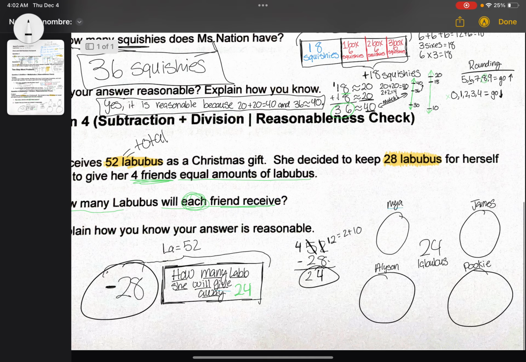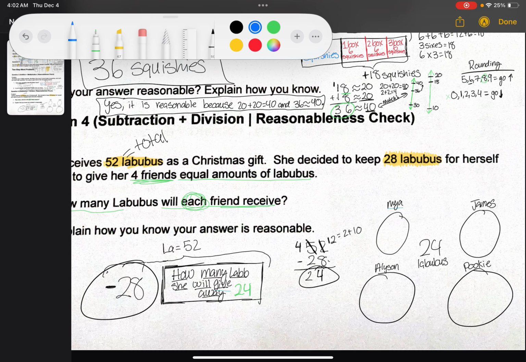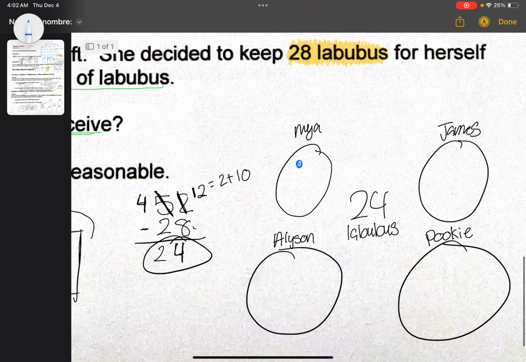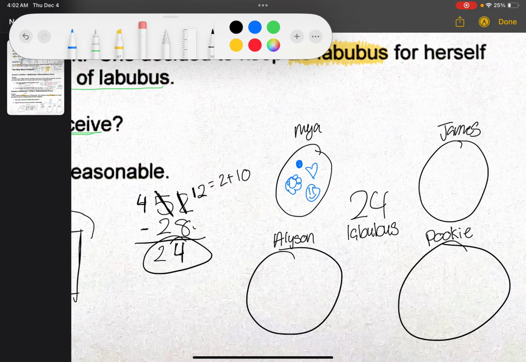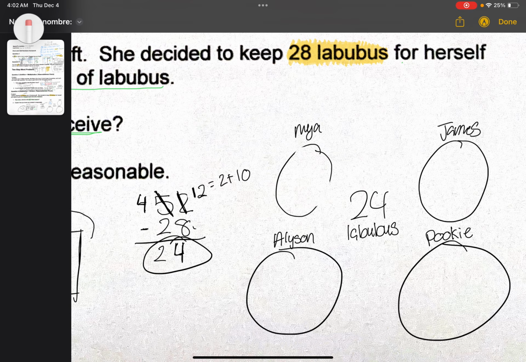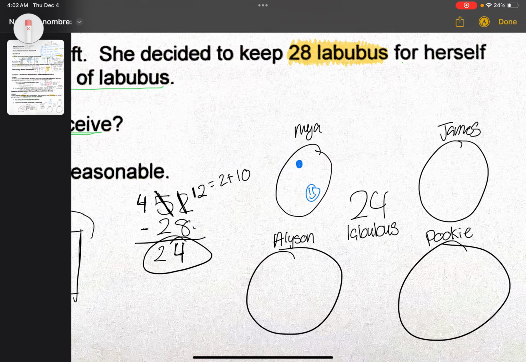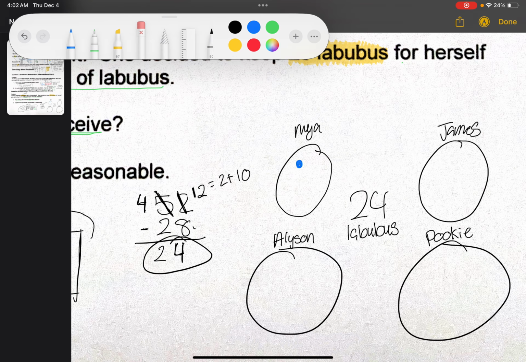So that means we are going to put a dot. Oops. Let me fix it. Thank you. Now, I'm going to put circles. You can do hearts. You can do flowers. You can do smiley faces. Whatever you want, as long as you can get to 24. Now, we want to make it as even as possible. So make sure you count as you go.